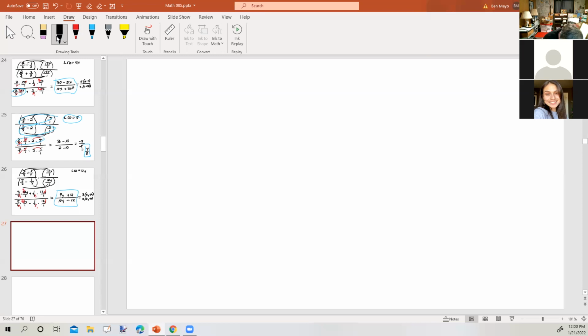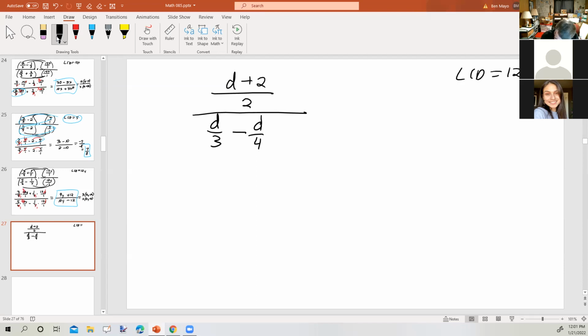Let's see. D plus 2 over 2 divided by D over 3 minus D over 4. So my denominators are 2, 3, and 4. The least common denominator would be 12. And again, if you have any questions how I got that, please speak up and I'll go through the process. We're going to multiply by 12 over 12. Oh, this is going to be a little bit tricky.